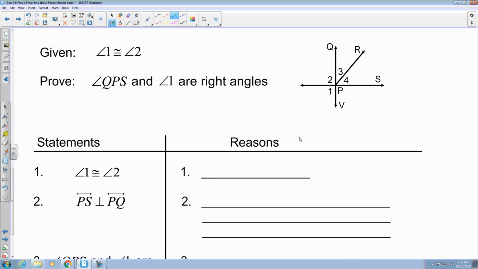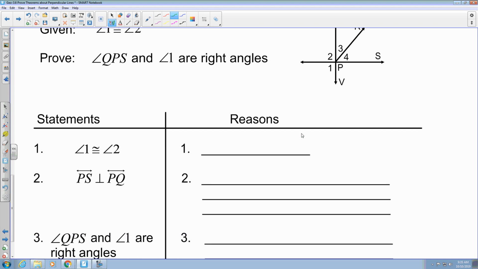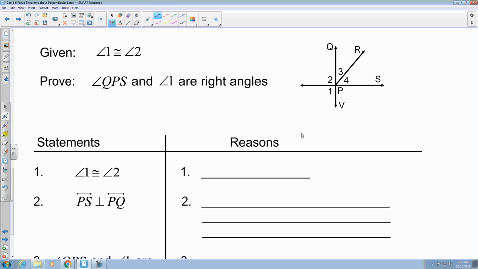Another proof we have here looks really similar, but now they want us to prove that angle QPS and angle 1 are right angles. So first off, we have the same given statement. Now they tell us that PS is perpendicular to PQ, and we can use the same reasoning from the first proof we had on this page, and that comes from Theorem 3.8. That means that if two lines intersect to form a linear pair of congruent angles, then the lines are in fact perpendicular. That's from that theorem.